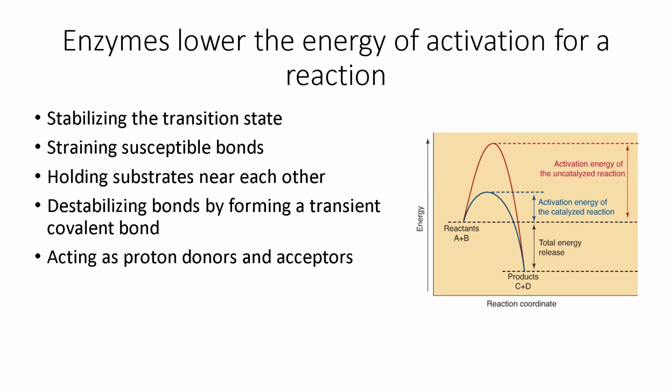Enzymes function by lowering the activation energy of a chemical reaction. They do this through several mechanisms: stabilizing the transition state, straining existing bonds, bringing substrates into close proximity, donating or accepting protons, and forming temporary covalent bonds. These strategies allow reactions to occur rapidly under physiological conditions.